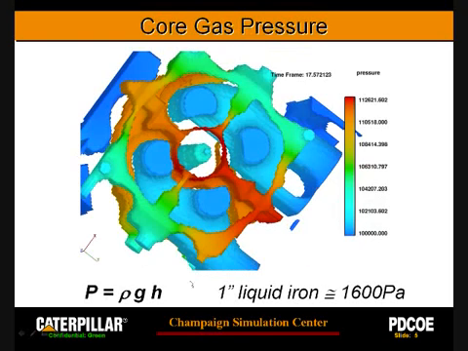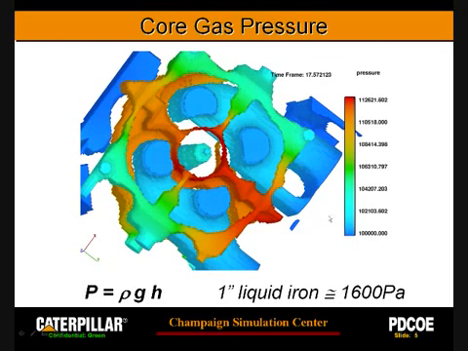This page shows the gas pressure inside the core after the mold is filled. I think a good way to look at it is to look at the core gas pressure and at the same time see how much metal head you have in your mold. You can do the conversion with a simple equation: 1 inch of liquid iron here probably equals about 1600 megapascal. That means with these numbers you need about 8 to 9 inches of liquid head to suppress all the core gas.